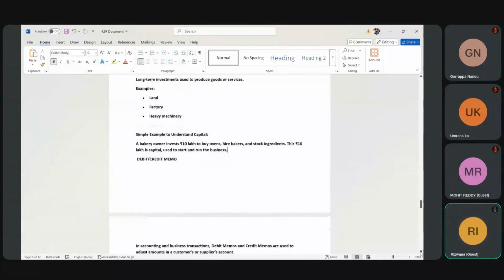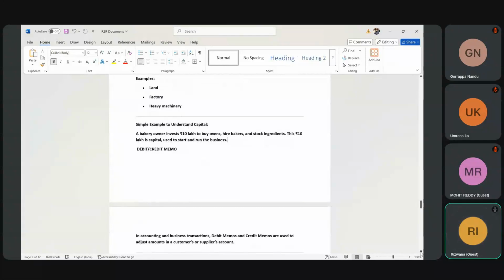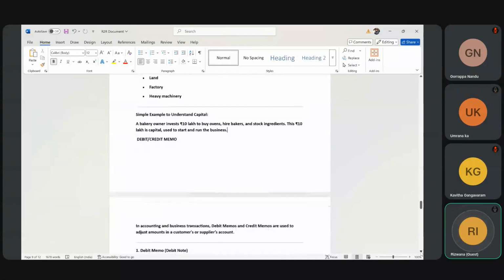Am I clear till now? Any doubts regarding assets and types, capital and types? Any doubt or concern so far? No doubts, ma'am. Can I go to the next topic? Yes, ma'am.